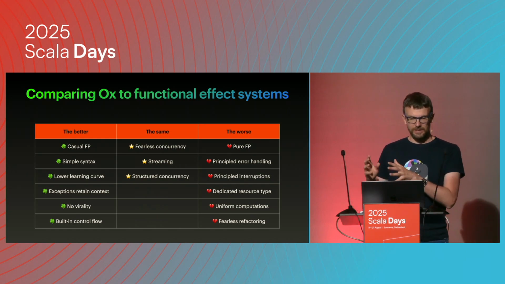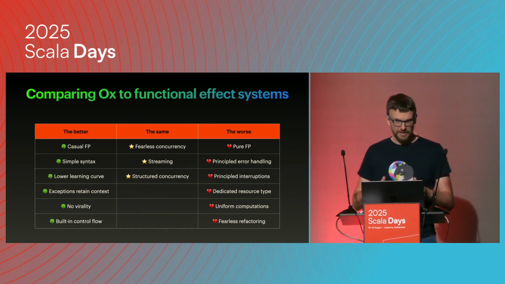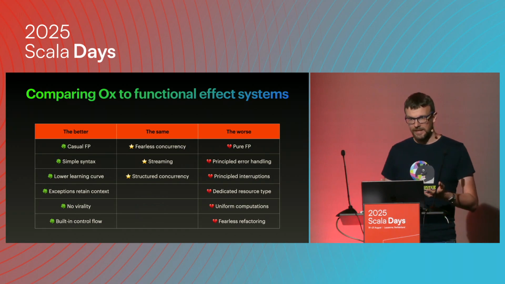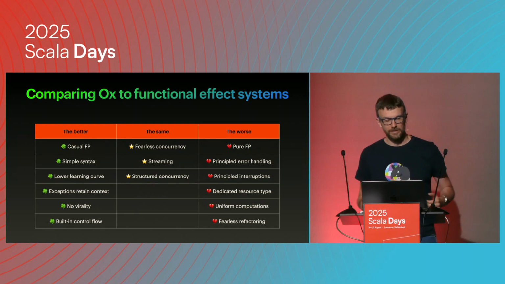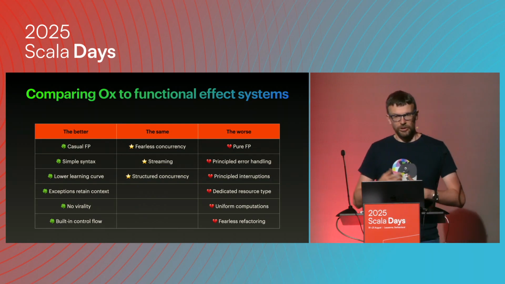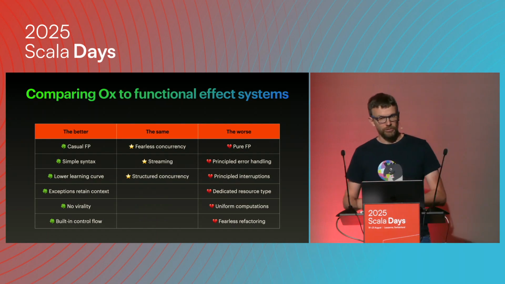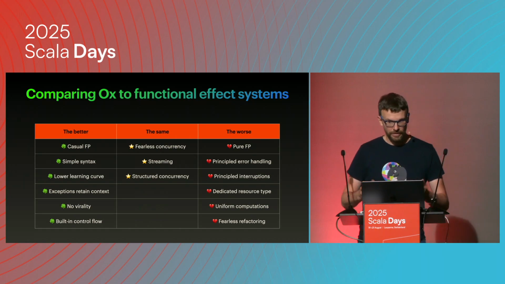Some things Ox does better. So the syntax is definitely better. The learning curve is lower. All the exceptions return the full context, so you get the full stack trace. It's not clipped up to the latest context switch. You don't have any viral data types. You can just use the built-in control flow constructs that you know from Scala, and they just work.